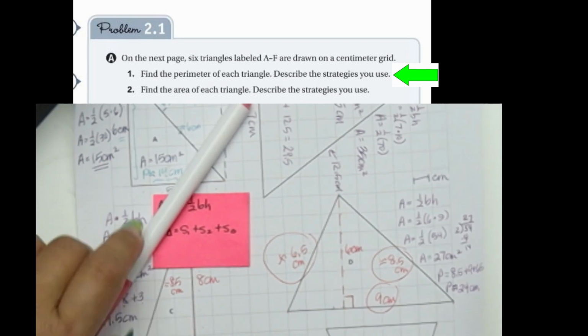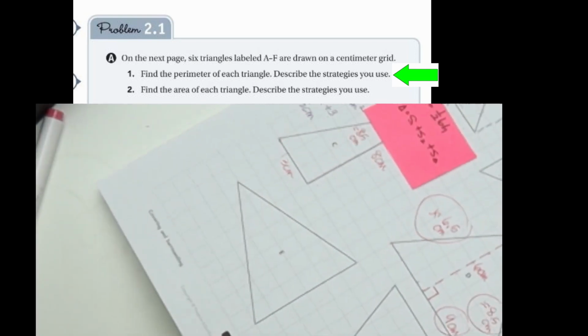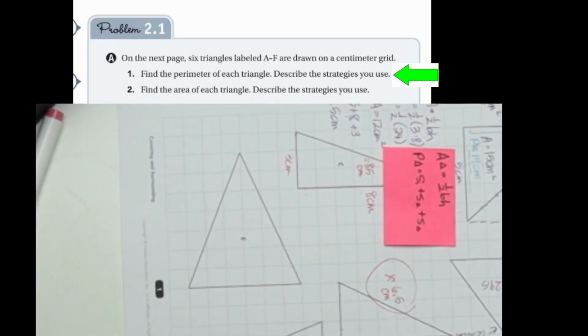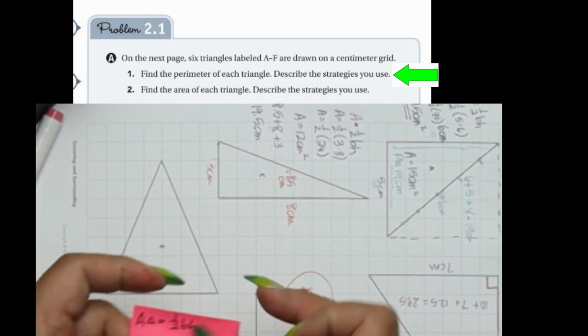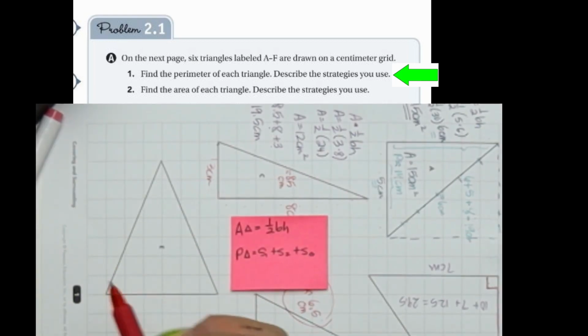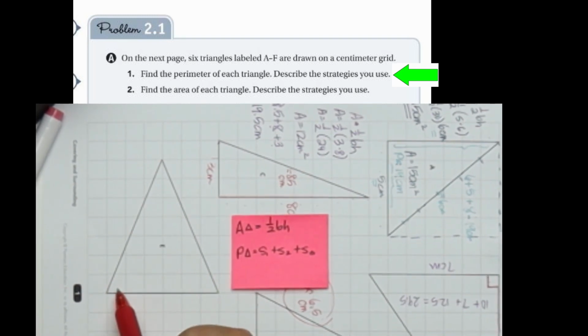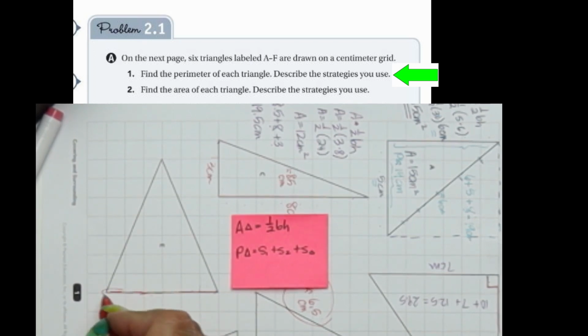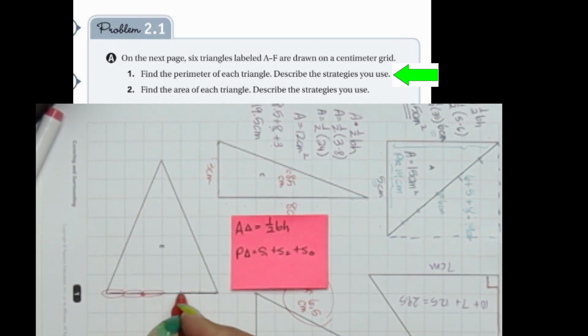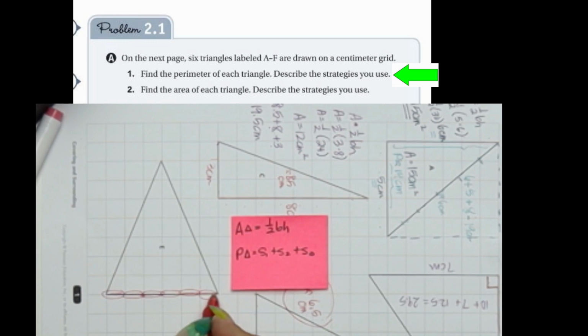Let's do E and F. Here we have E, and I'm going to rotate it this way because I want this to be the base since it's not on a diagonal. And I'm going to remind myself, we're going to count how many centimeters this base is. 1, 2, 3, 4, 5, 6. And I'm counting the centimeter inside the line. And that's a total of 6. Here's 1, 2, 3, 4, 5, 6.